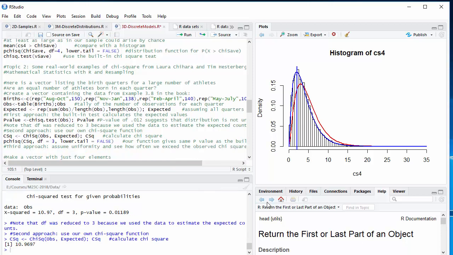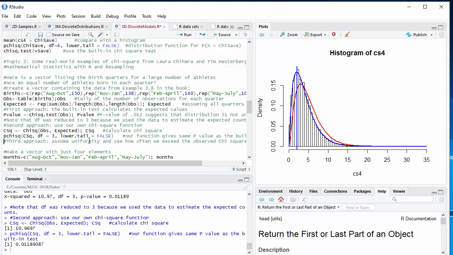Another way, we can use our own chi-squared function to compare with the expected value and ask, what is the probability that the built-in chi-squared function with 3 degrees of freedom will give a value greater than that. Lower dot tail always computes the probability for greater than rather than less than or equal to. And what do you know? We get 0.0118, the same number.